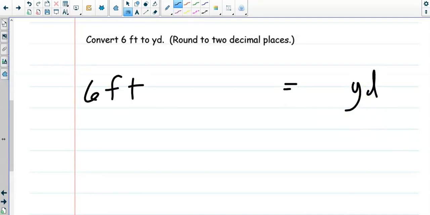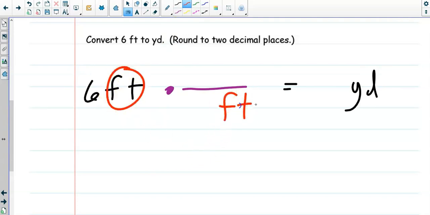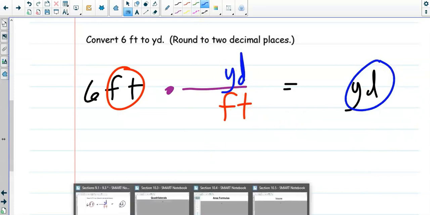So I need to find a conversion between feet and yards. But before we do that, let's go ahead and set up the unit fraction. So we're going to multiply by a fraction. The unit that we want to get rid of goes in the denominator. So we are trying to get rid of feet. That's in the denominator. The label we want goes in the numerator. There's the label we want. That's in the numerator. So now let's go find that relationship between feet and yards.